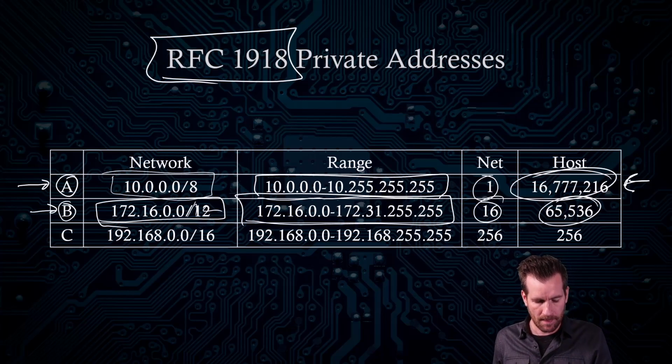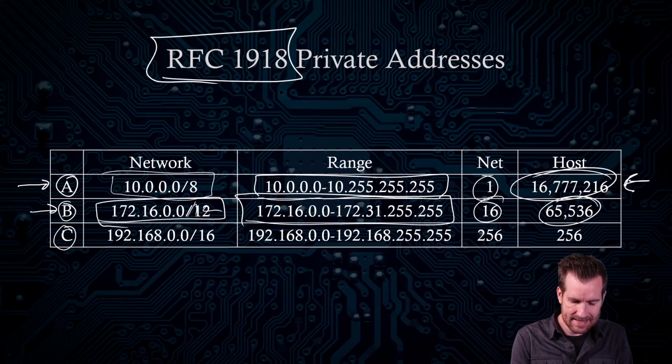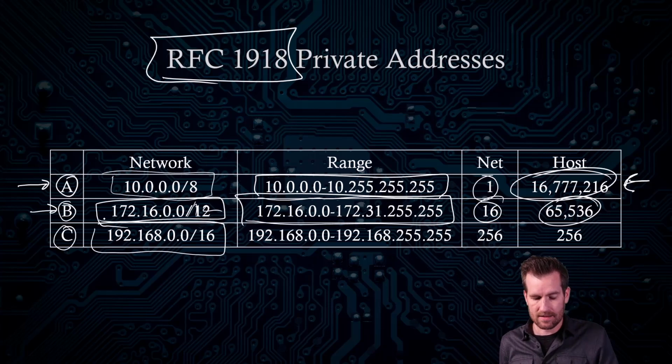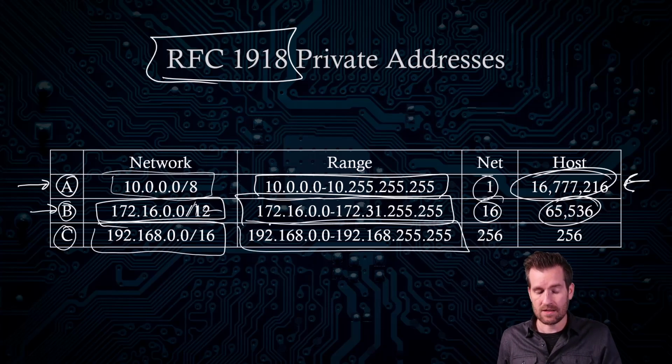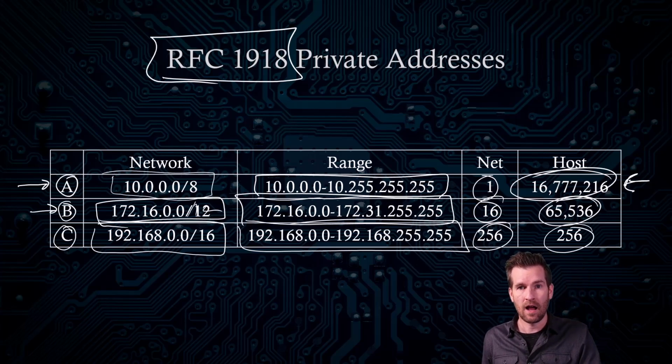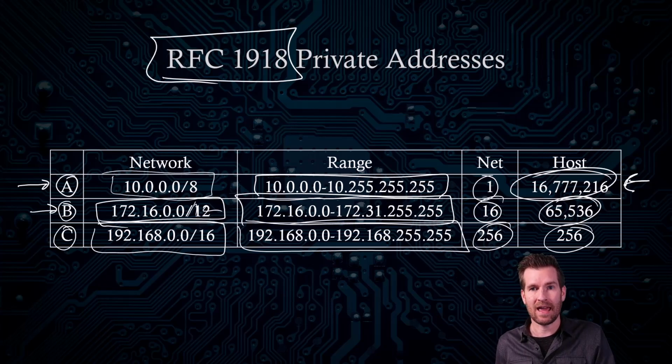Then we have the class C range, which gives us 192.168.0.0/16, and the range is 192.168.0.0 to 192.168.255.255. That gives us 256 networks to work with, with 256 hosts per network. Once again, we can break this down further so we have more networks and fewer hosts per network. So that is the private addressing ranges.